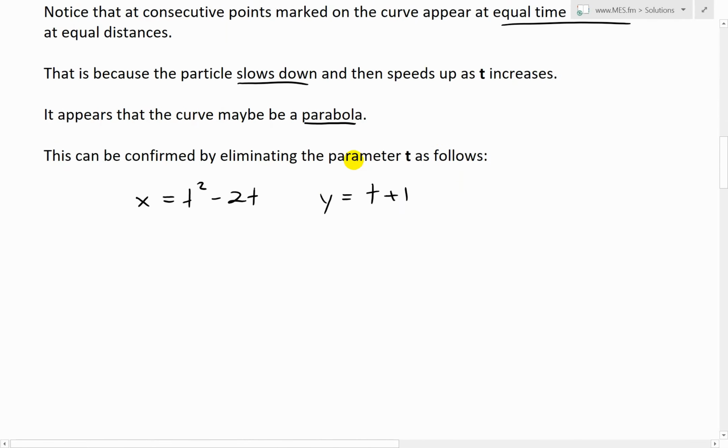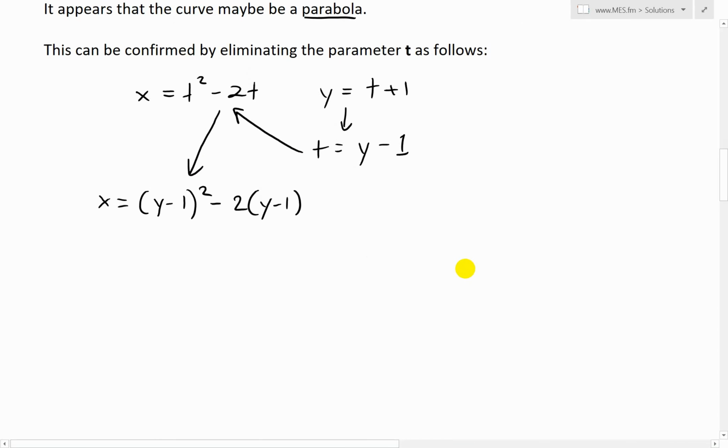So if we try to eliminate the t parameter and make y a function of x, we can rearrange this so we get t is equal to, just move the negative 1 to this side, so t is equal to y minus 1. And then if we put the t values inside here, what we end up getting is x is equal to y minus 1 squared minus 2 times y minus 1, like that.